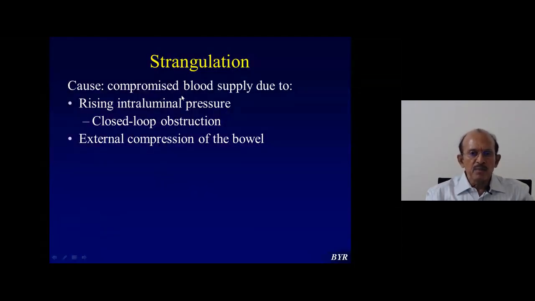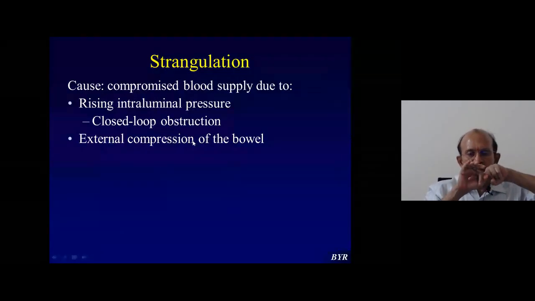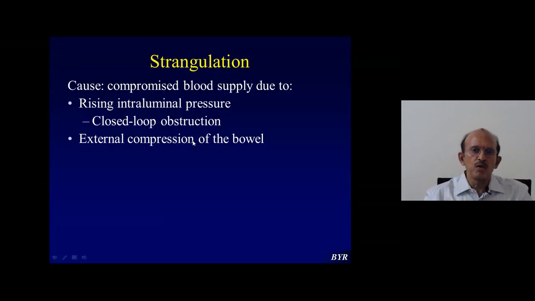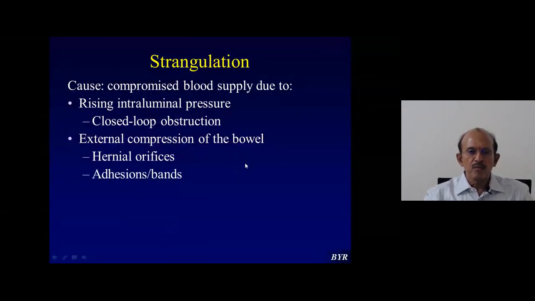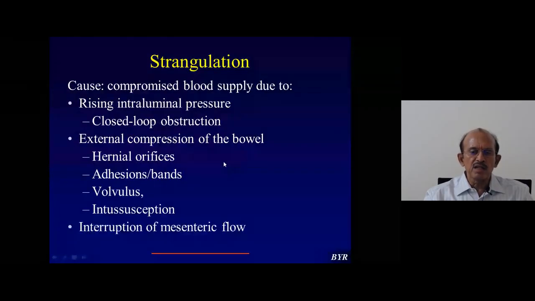Then this compromised blood supply can be due to external compression of the bowel. If some band or something is obstructing, like a hernial orifice blocking the bowel with the mesentery, then the mesenteric vessels as well as the bowel get occluded from blood. So the external compression can be due to hernial orifices, adhesions or bands, volvulus, intussusception, and the third cause of strangulation can be due to interruption to the mesenteric flow.